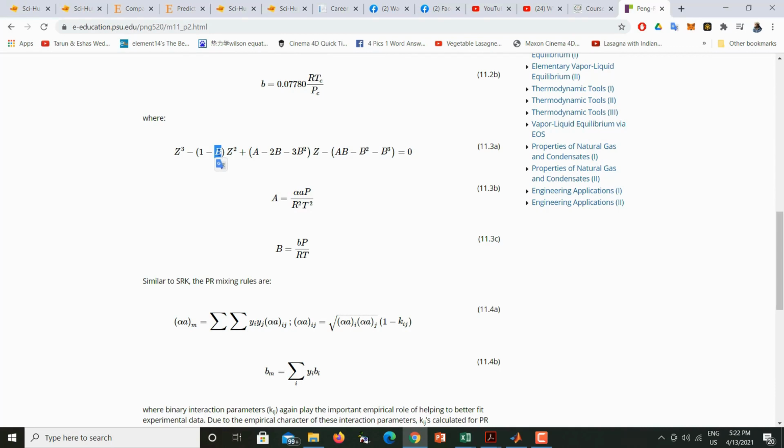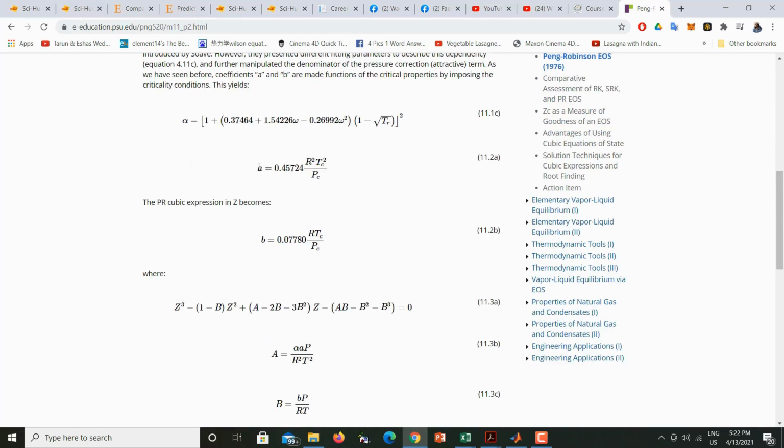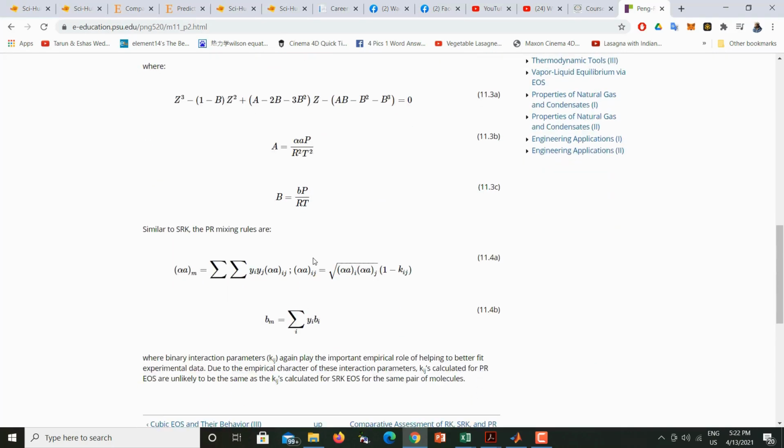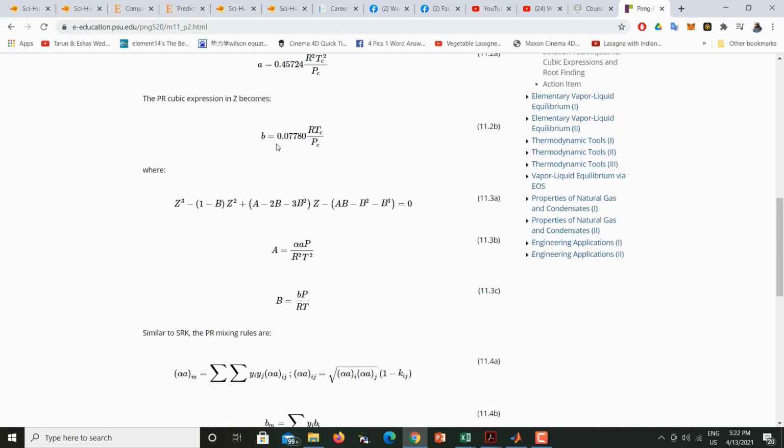Now they need to find out what capital B and capital A are. So for capital A, they put this equation, which has alpha a, which is calculated from here, and also the pressure divided by the gas constant and the temperature, which is the working temperature. Similarly, B is shown up here, which contains b, which is calculated from here, and also the governing pressure, the gas constant, and the temperature. So once you calculate A and B, you can put them here.